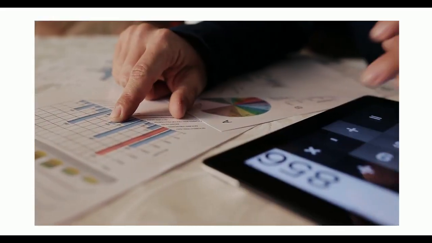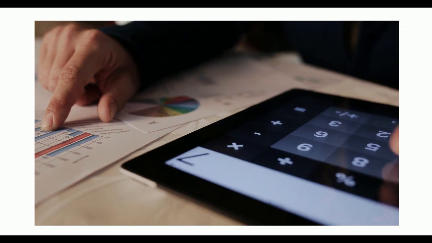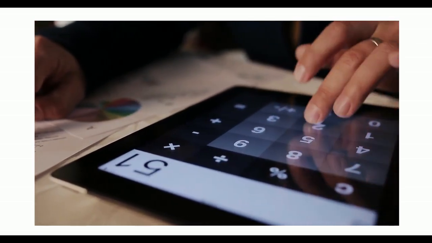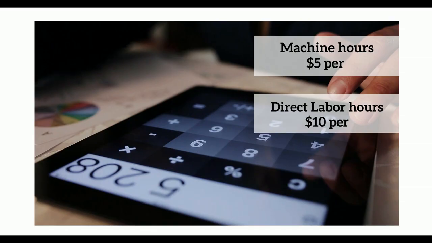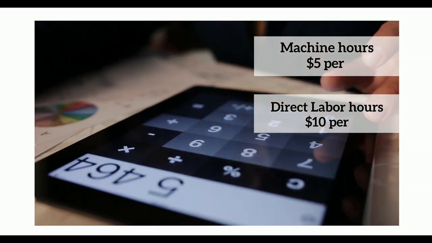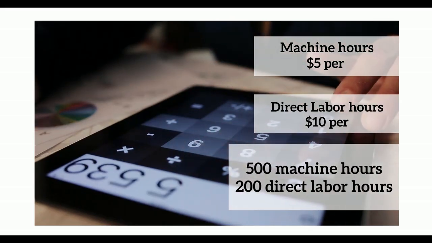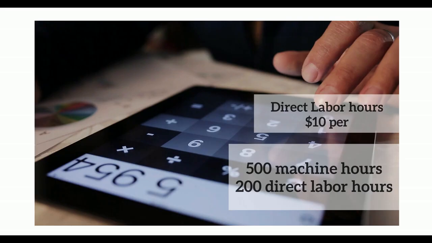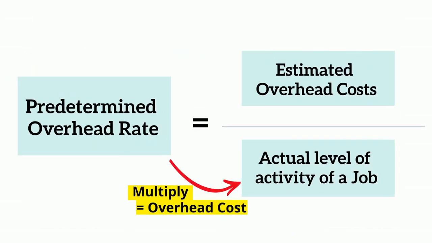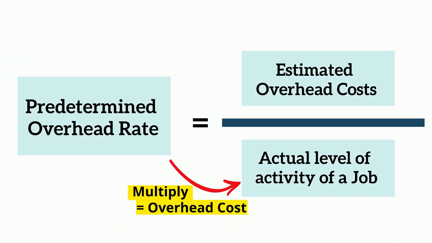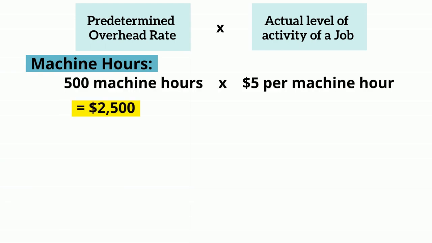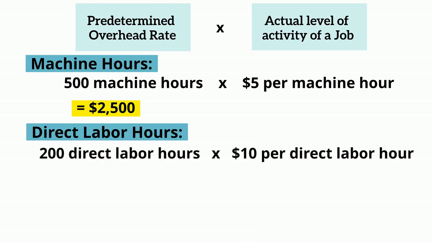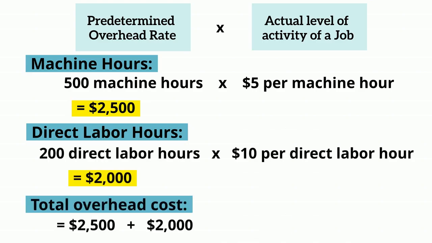Now, we assume that we have multiple predetermined overhead rates, A and B, based on different cost drivers. For example, overhead rate A based on machine hours is $5 per machine hour, while overhead rate B based on direct labor hours is $10 per direct labor hour. Let's say the job required 500 machine hours and 200 direct labor hours. Using the predetermined overhead rates, we can calculate the overhead cost for the job. For machine hours, the overhead cost is $2,500. For direct labor hours, the overhead cost is $2,000. The total overhead cost for the job is $4,500.